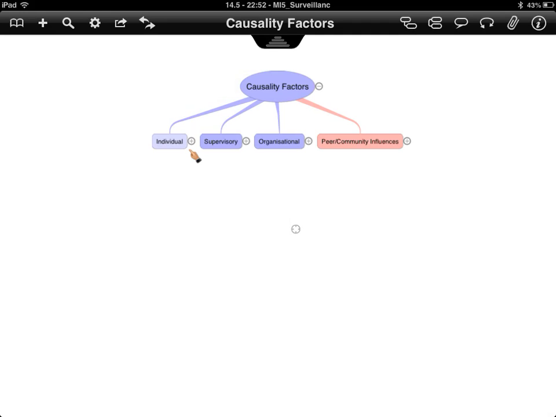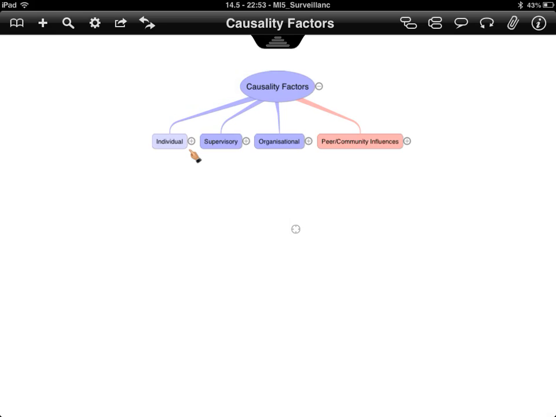This short video clip will explain and show the work that I'm trying to do with my model aggregation for applying a human factors analysis classification system taxonomy to sport diving incidents. The main three areas are looking at individual, supervisory and the organisational layers, and also an additional one which I've put in as peer community influences.